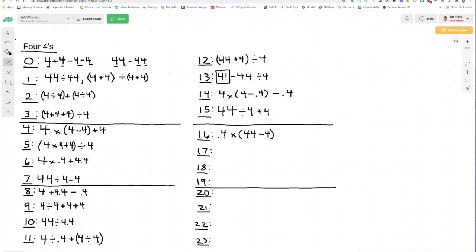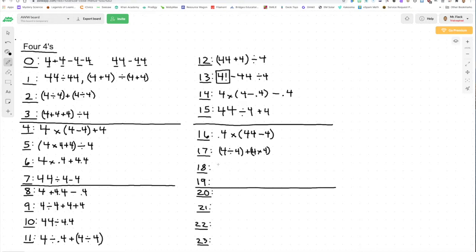Okay. 17, I did 4 divided by 4, and I put that in parentheses, plus 4 times 4. So 4 divided by 4 is 1, and 4 times 4 is 16. 16 plus 1 is 17.